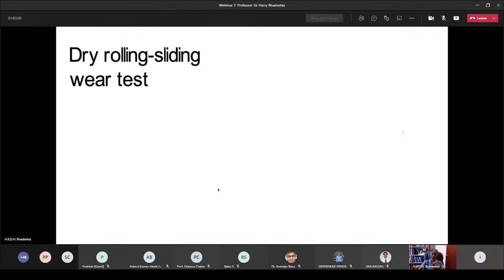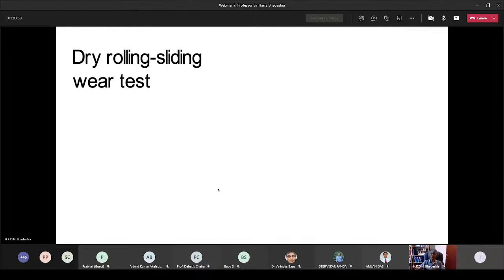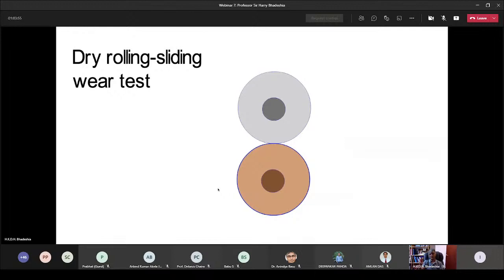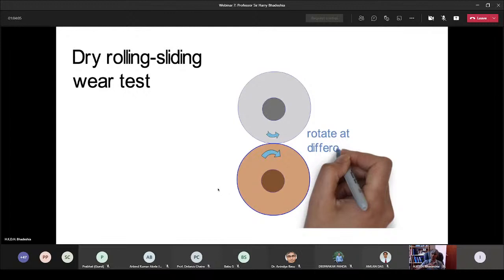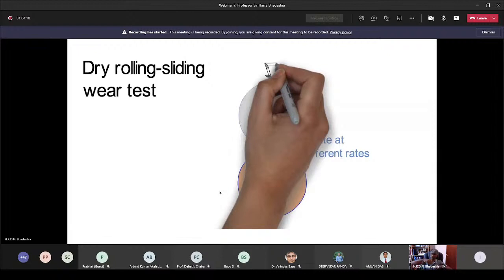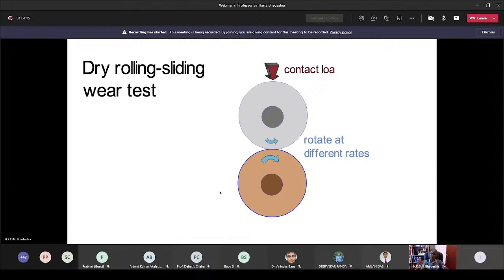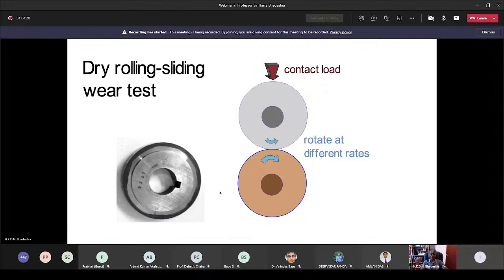Well, you have special equipment in which you make a wheel out of your rail material, and then you rotate it against another wheel, which is made from standard material, and they are going at different speeds. Okay, so there is a certain amount of slippage, and there is also pressure applied from the top. So this is a laboratory type test with which we can determine how good your material is in rolling contact fatigue. And this is a typical sample that we use.